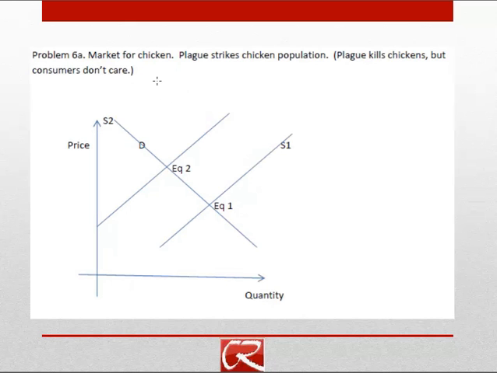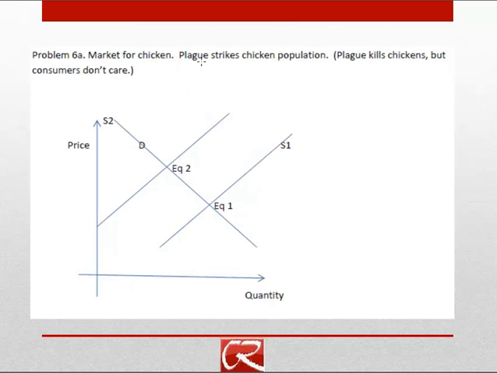Problem number 6 considered the market for chicken and said that a plague strikes the chicken population. And there's a couple different interpretations you might go with here. And that's going to be a general feature of modeling demand and supply. There's often going to be some ambiguity, and we have to use an element of judgment to think about which curve is going to be importantly affected and which curve is going to be only minorly affected.